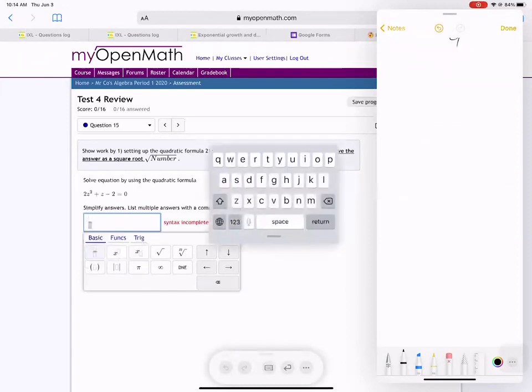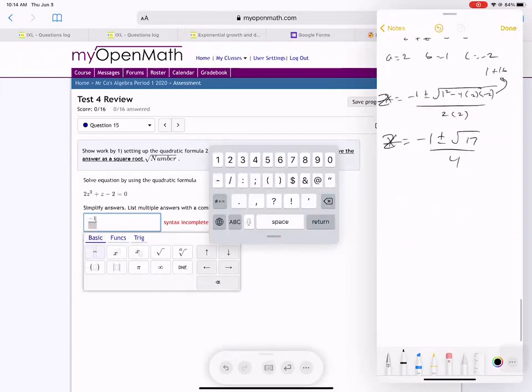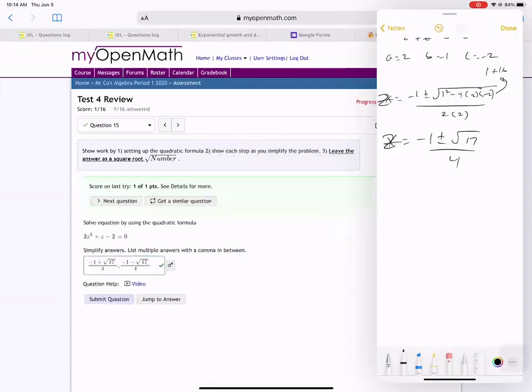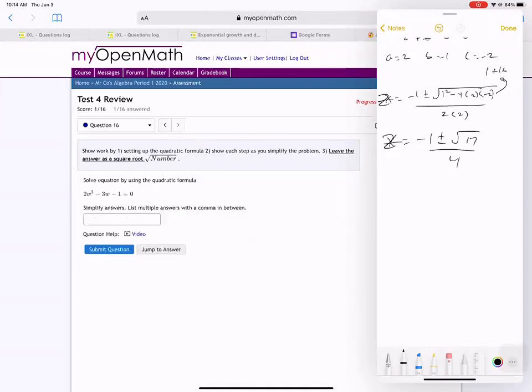So fraction, -1 plus square root of 17, all divided by 4. And then, sorry, fraction first, -1 minus square root of 17 divided by 4. Okay, let's cross our fingers. All right. Okay, and the last problem, number 16, is the same type of style question, okay?